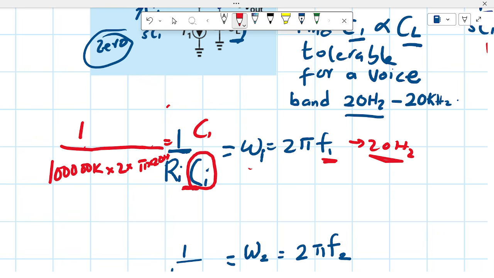And after punching this on the calculator, we get the value of C1 to be approximately 79 nanofarad.